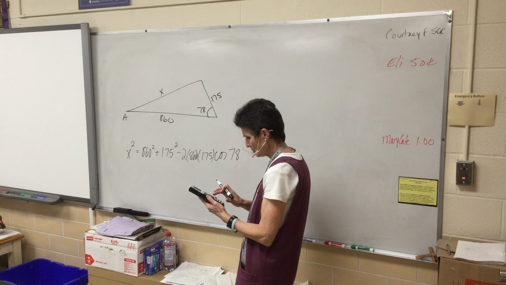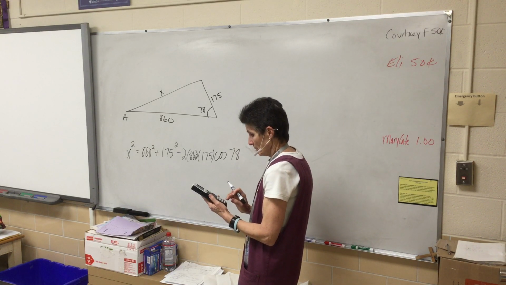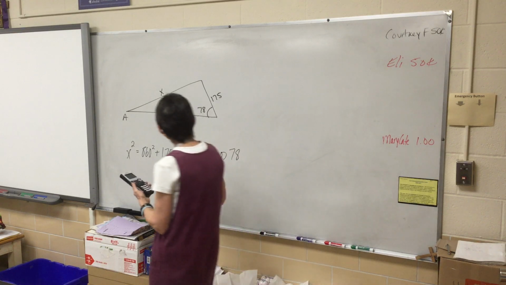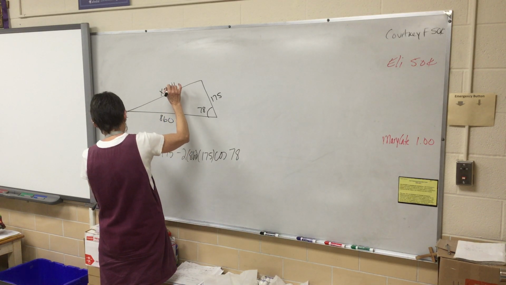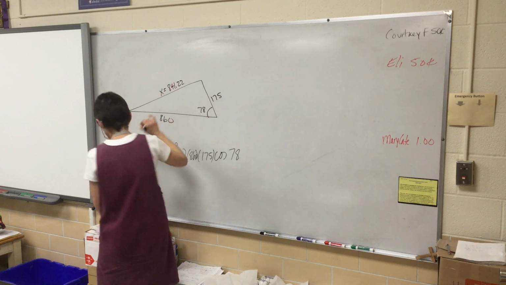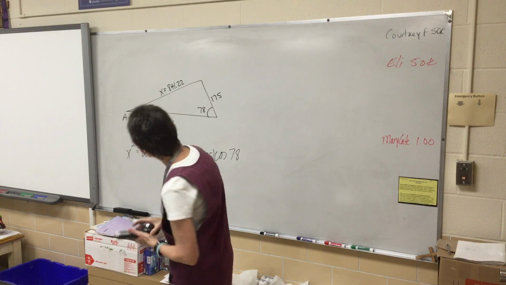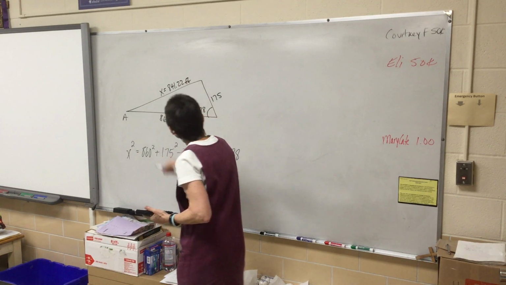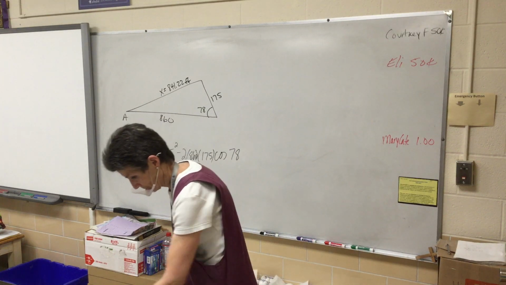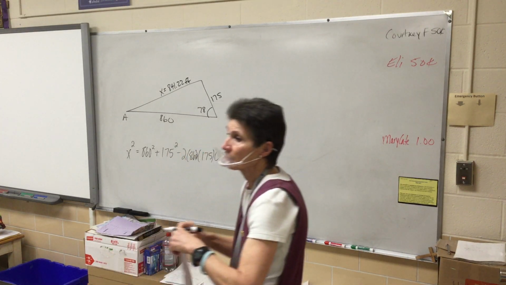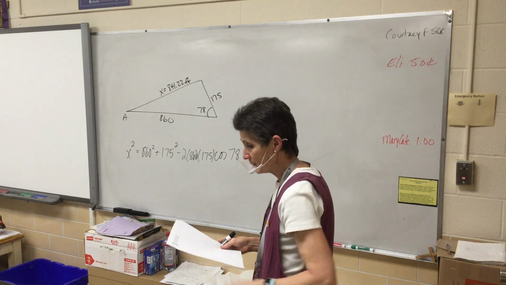And then, oh, that's a huge number. Don't forget to take the square root. Did you get 841.22 feet, maybe? Yeah. Everybody okay with that?